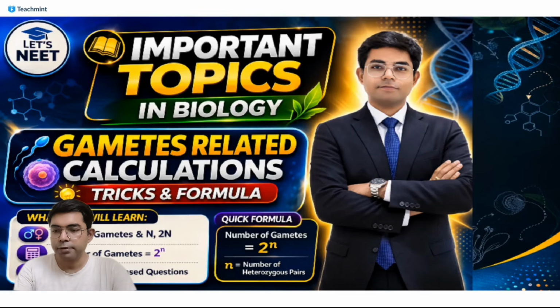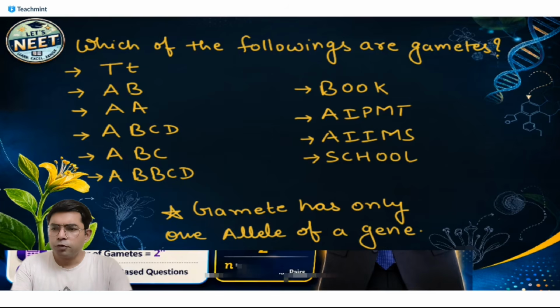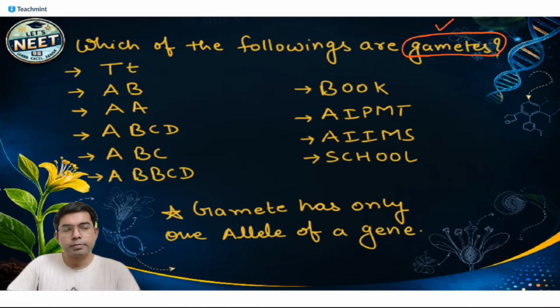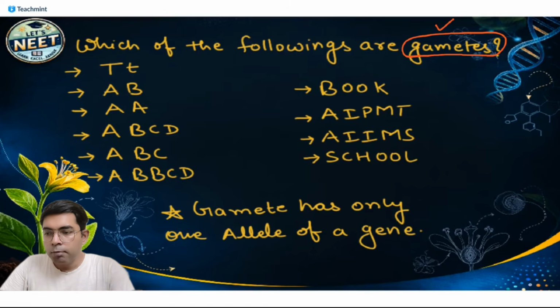So first of all, we have to understand what is a gamete and how basically we can identify a gamete. It's a very easy and simple concept, but let's see it one by one. As you can see here, a gamete should always have only one allele of a gene. Now you can see here, capital T is twice. So is it a gamete? No, it is not a gamete. But here you can see capital A, capital B, means one allele of these two genes. So this is a gamete.